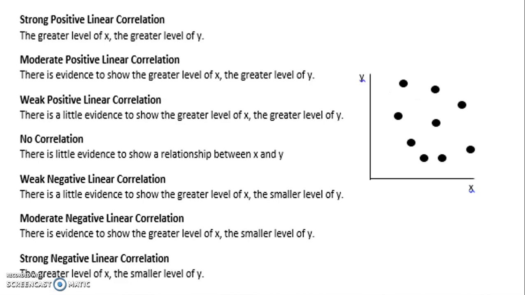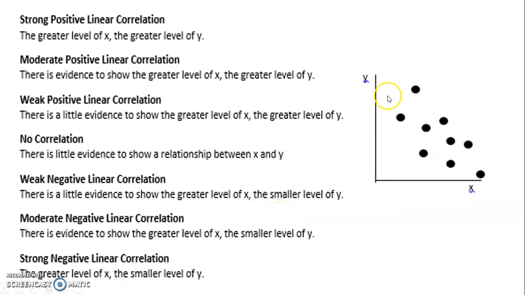Weak negative linear correlation. Negative now means as this thing gets bigger, this one gets smaller, and there's a weak correlation because it's spread out away from that straight line. Way to think of a negative correlation is possibly time spent shopping and money left in your wallet. The longer you spend shopping, the less money you're going to have at the end.